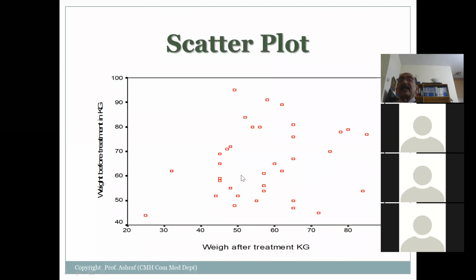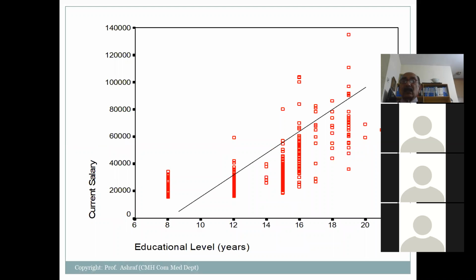Similarly, the number of days a student attended the class and their grade in the class, that is again also positively associated, positive correlation. Similarly, you can see current salary and education, both are increasing. If you have a higher education level, of course, your current salary will also be high.